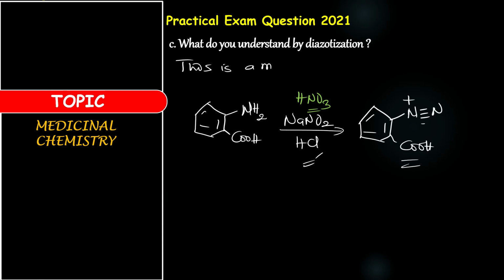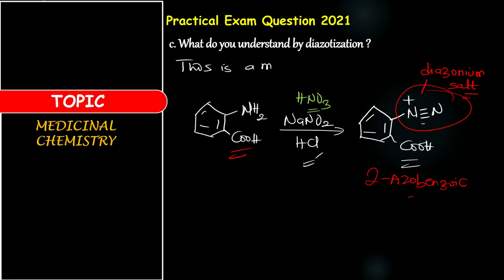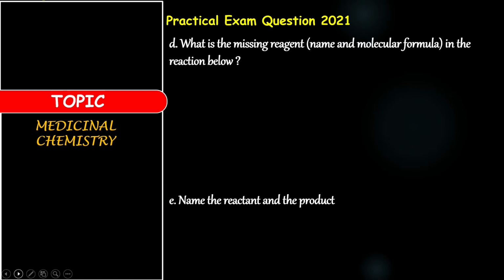Of course, you can actually see it here. The diazo. So this is aminobenzoic acid, and this is 2-azobenzoic acid. Because they might ask you to name the product. Alright? So that is that for this question. The next. Okay, we've answered it.